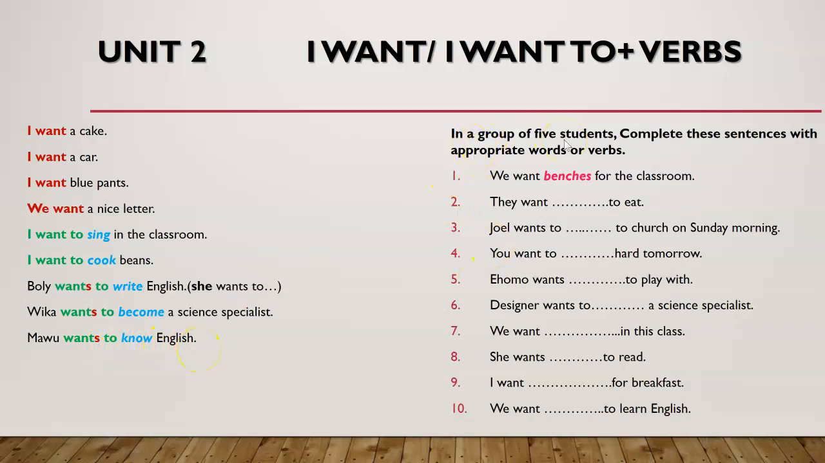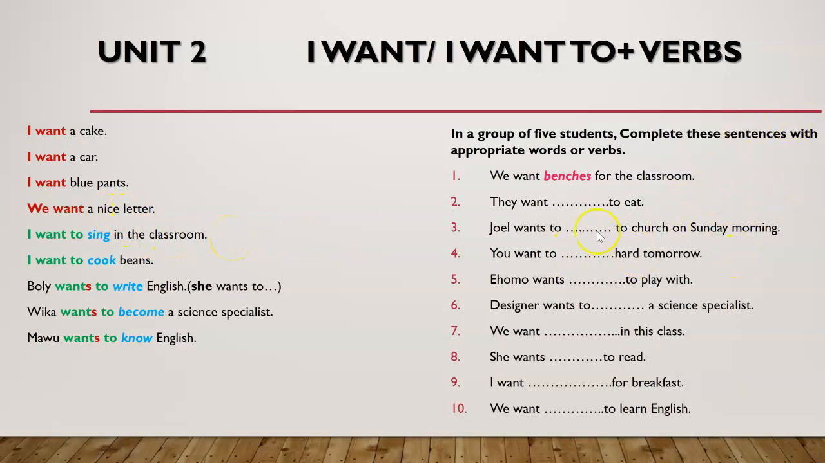In group, discuss, complete these sentences. In group of 5 students, complete the sentences with appropriate words or verbs. I did number 1. We want benches for the classroom. Now you need to add words here. Okay. Remember, it is I want and it's also I want to plus verb. When you say I want to, you add a verb. When you say I want only, you add a noun. Like here, a cake, a car, blue pants, nice letter, etc.